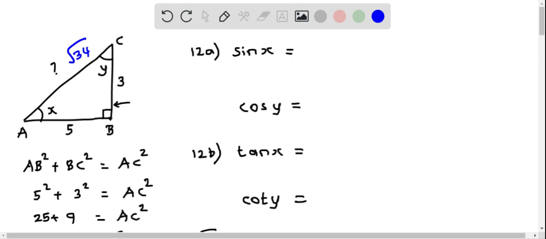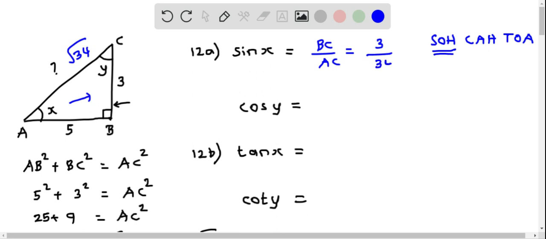So let's find each of the trigonometric ratios. First, let's find sin x. Remember that we can use SOH CAH TOA: sine is opposite over hypotenuse, cos is adjacent over hypotenuse, and tangent is opposite over adjacent. For sin x we use sine, that is opposite over hypotenuse. The opposite to angle x is BC, so I can write BC over the hypotenuse AC. So this becomes BC equals 3 and AC is root 34.